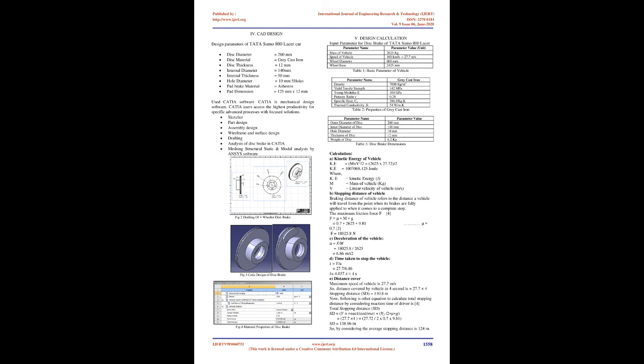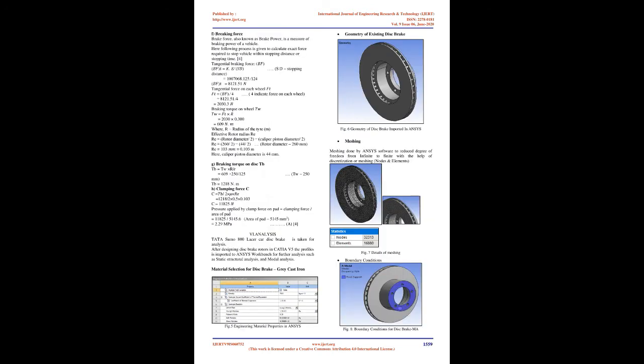Design calculation. Input parameters for the disc brake of the Tata Sumo 800 Laser. Parameter name, parameter value, unit. Mass of vehicle: 2625 kilograms. Speed of vehicle: 100 km per hour equals 27.7 m/s. Wheel diameter: 600 mm. Wheelbase: 2425 mm. Table 1, basic parameters of vehicle.